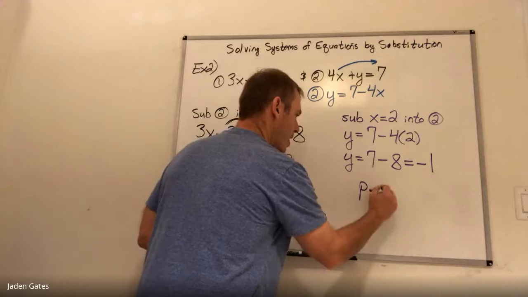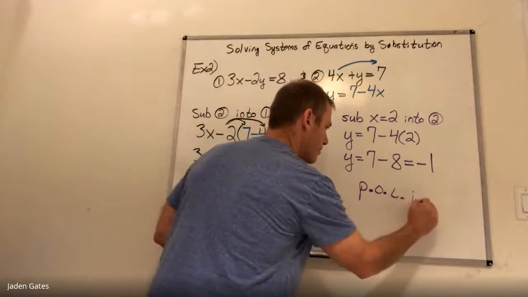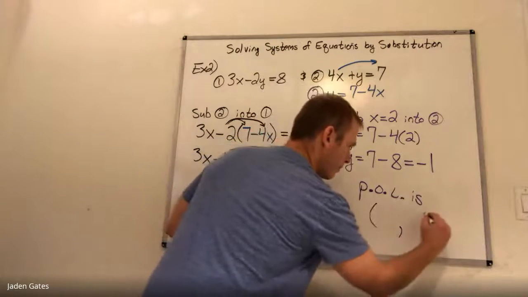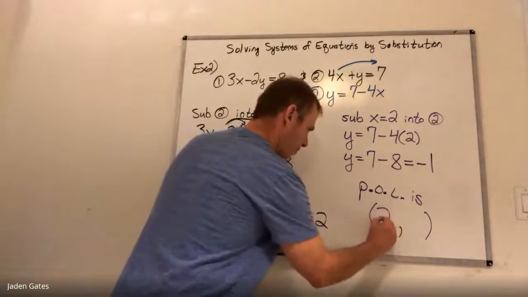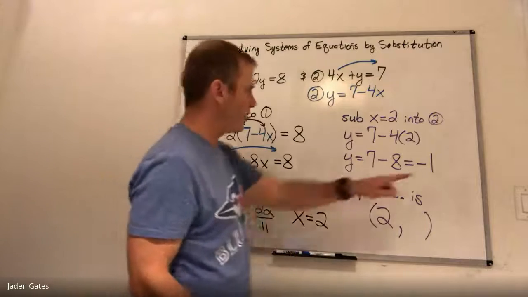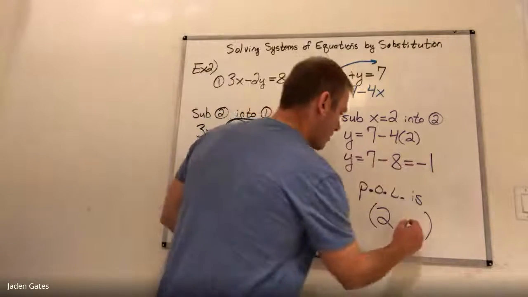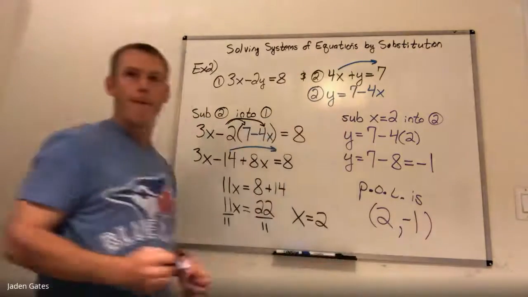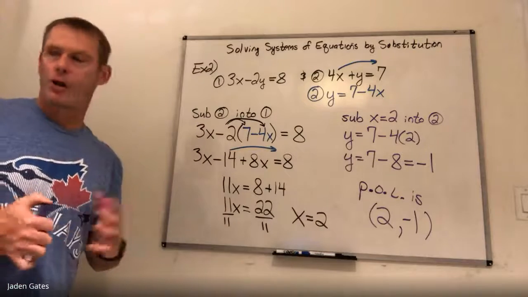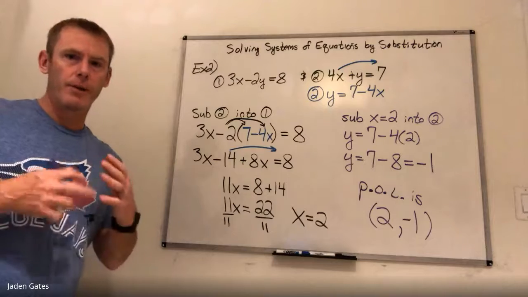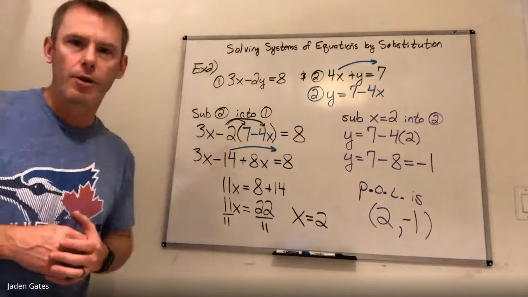My POI, point of intersection, is, again, the x coordinate always comes first, the left and right number, which is a 2. And the y coordinate, my up and down number, comes next. It is a -1. Is there any questions there? It takes a little bit of practice to get used to these ones, that's for sure.